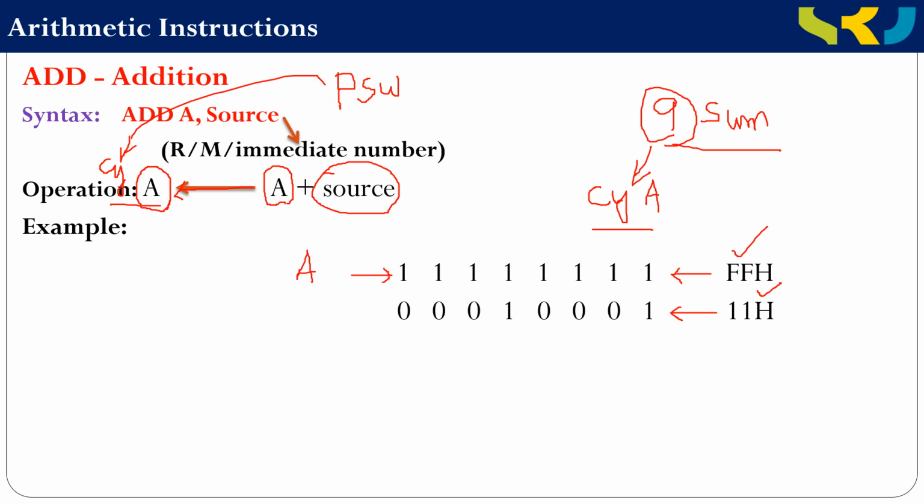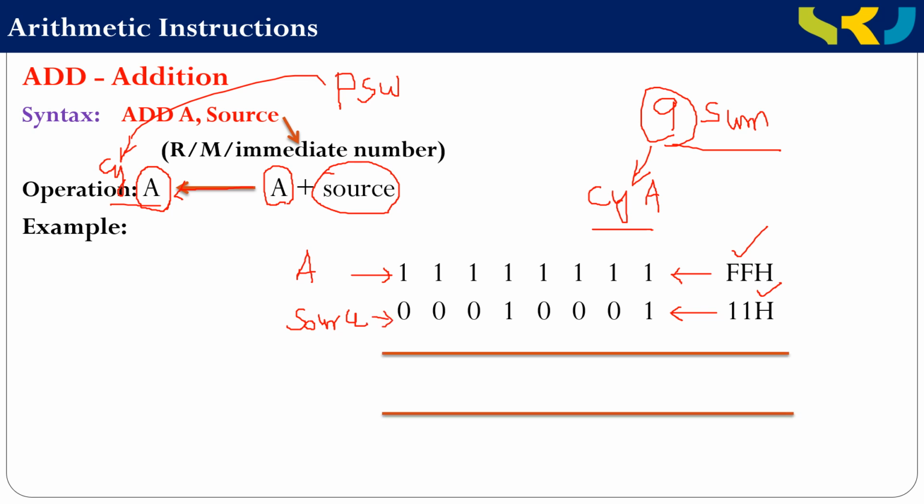Let us assume that before execution of this addition operation, accumulator contains FFH, and the source operand contains 11H. When you perform addition of these two numbers, 1 plus 1 is 0 and carry 1, and 1 plus 1 is 0 carry 1, 1 plus 1 is 0 carry 1, 1 plus 1 is 0 carry 1, 1 plus 1 is 0 carry 1, 1 plus 0 is 1 carry 0, and so on.